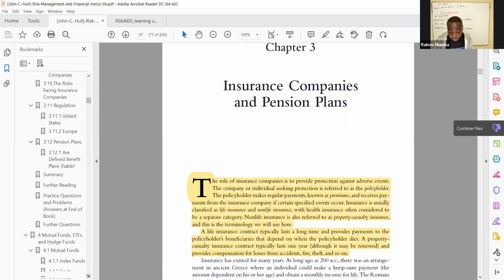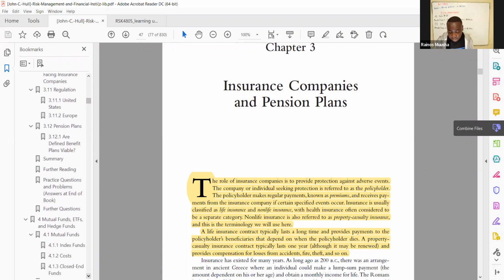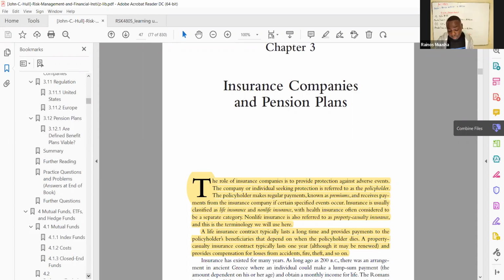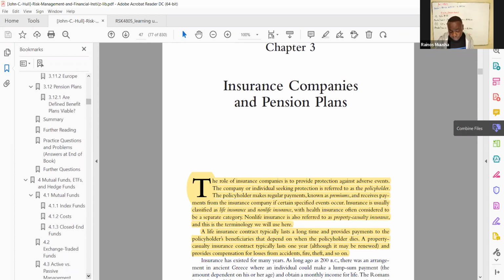Then in chapter 4, we look at mutual funds, exchange traded funds, and hedge funds as well. Please take note of that. And remember, when you look at mutual funds, from a South African perspective we refer to them as unit trusts. So whenever you see mutual funds in the textbook, just know that they're referring to unit trust type of investments.